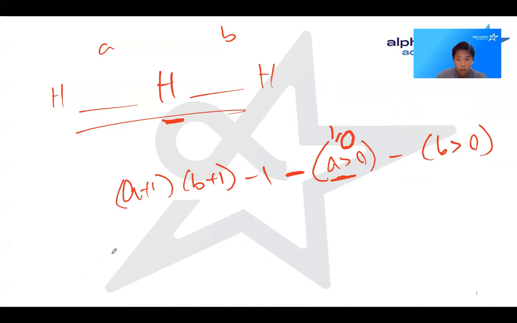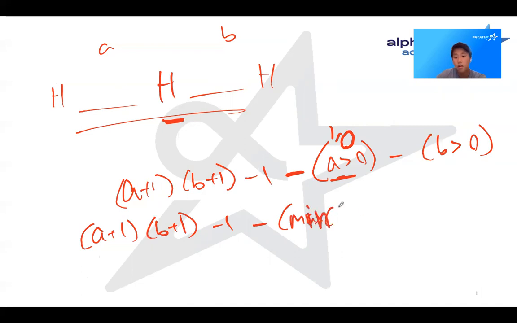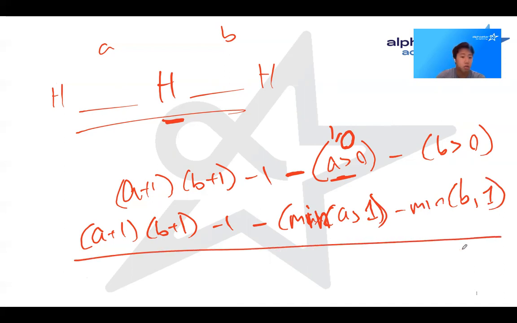We can also write this in another way, if that doesn't really make sense to you. Think about it like A plus one times B plus one, minus min of A and one, minus min of B and one. And you could pause the video and convince yourself why this is true, right? But the idea is, now we figured out a formula.